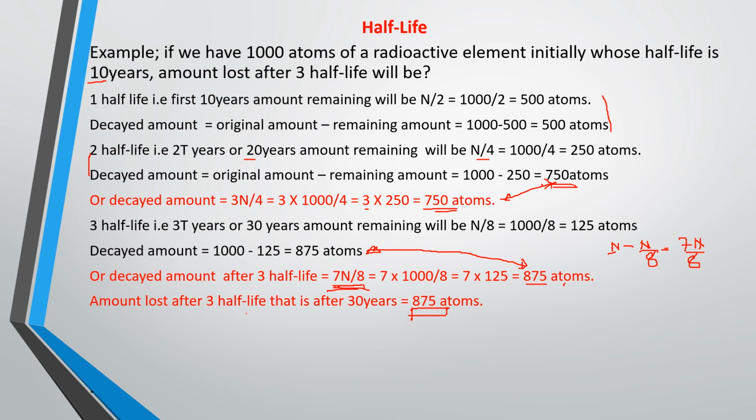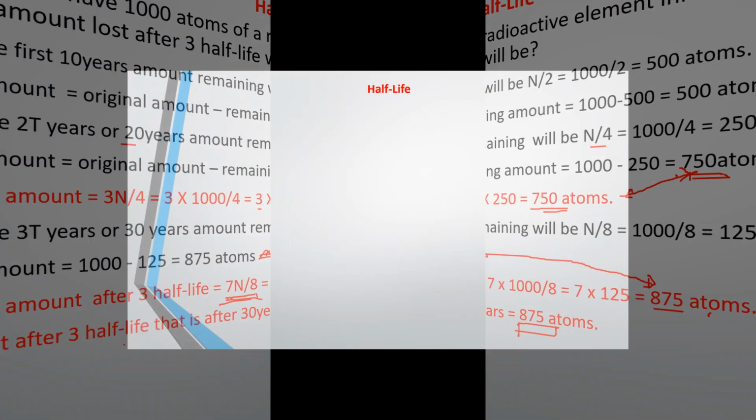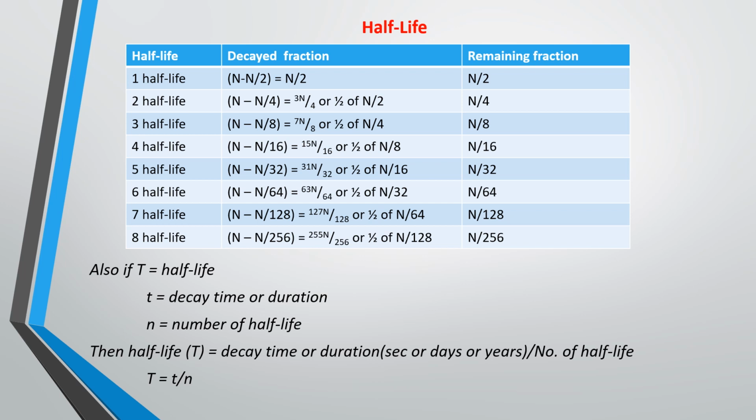Okay, so let's go further. As I said, this is the table that I tried to bring up. It's a summary of all that I've said before. So please copy this table into your notes. At first half-life, amount decayed is n over 2, amount remaining is n over 2. At 2 half-life, amount decayed is 3n over 4, or 1 over 2 of n over 2. So you still have added this plus this to give me this. Is that okay? So this gives me n over 4 amount remaining.